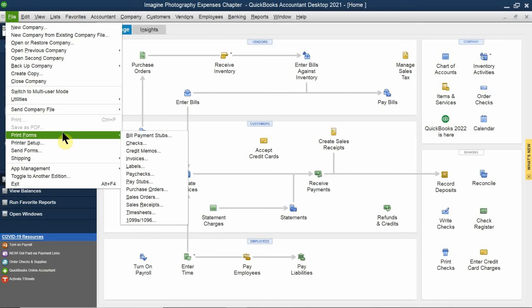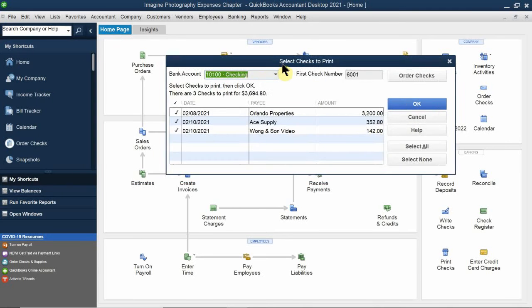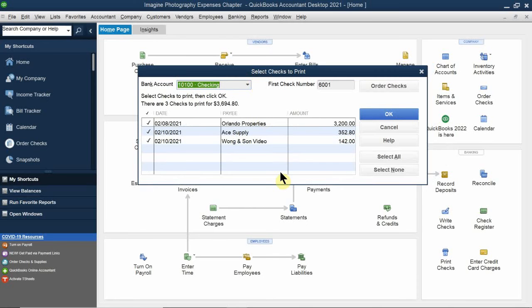And then you have to be specific on what form you're printing. As you can see, there's a huge list of what you want to print. I want to print checks. When I click on that, what you're going to see is there are 3 pending checks that are ready to be printed. We need to make sure these are the ones that we want. You can pick and choose like we've mentioned before, but in this case, I'm going to go ahead and process all 3 checks. We're making sure it comes from our checking account.